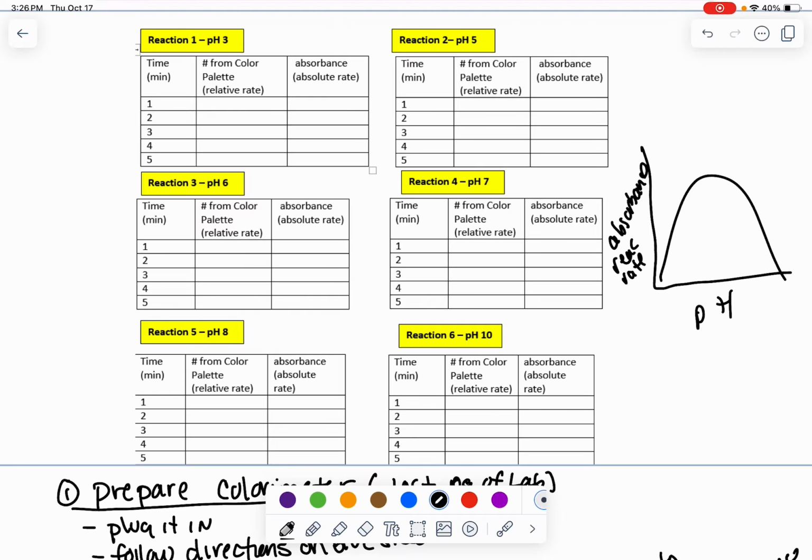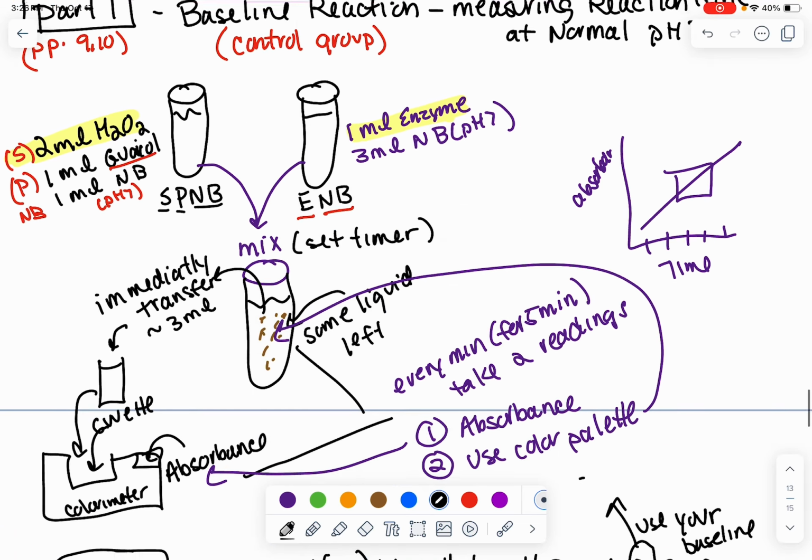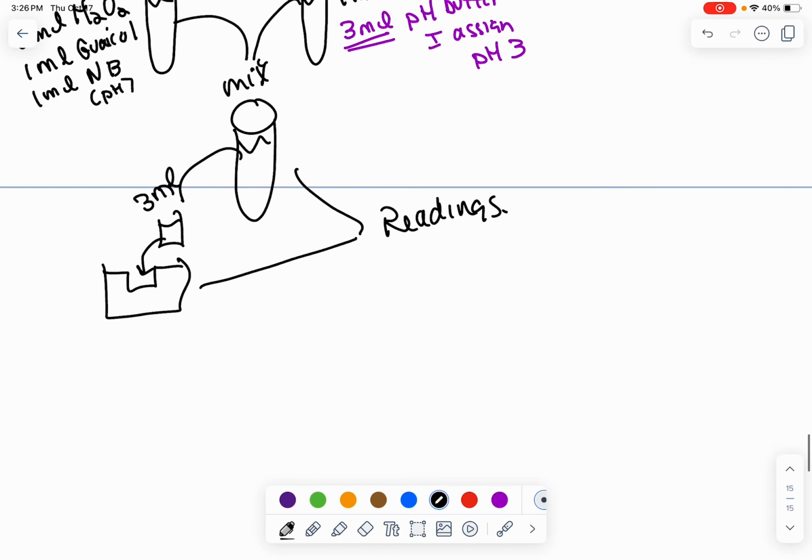Anyway, so that's kind of an introduction to the lab. Do your best, read through the directions, doing the pre-lab, etc. I hope that helped.